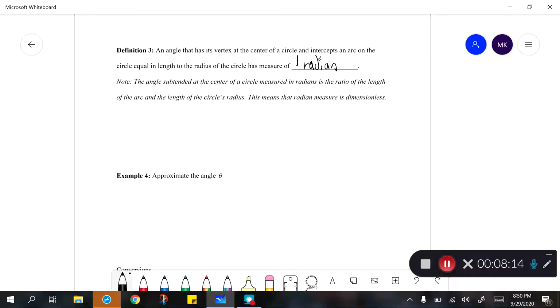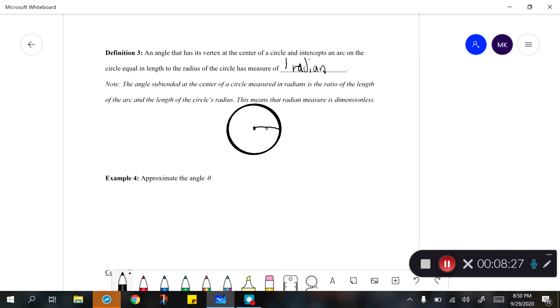So we have an angle that has its vertex at the center of a circle. So let's draw ourselves a circle. We have an angle with its vertex at the center. So if we get an angle here, and let's say this right here is length r, and this right here is length r, then this angle theta is 1 radian.